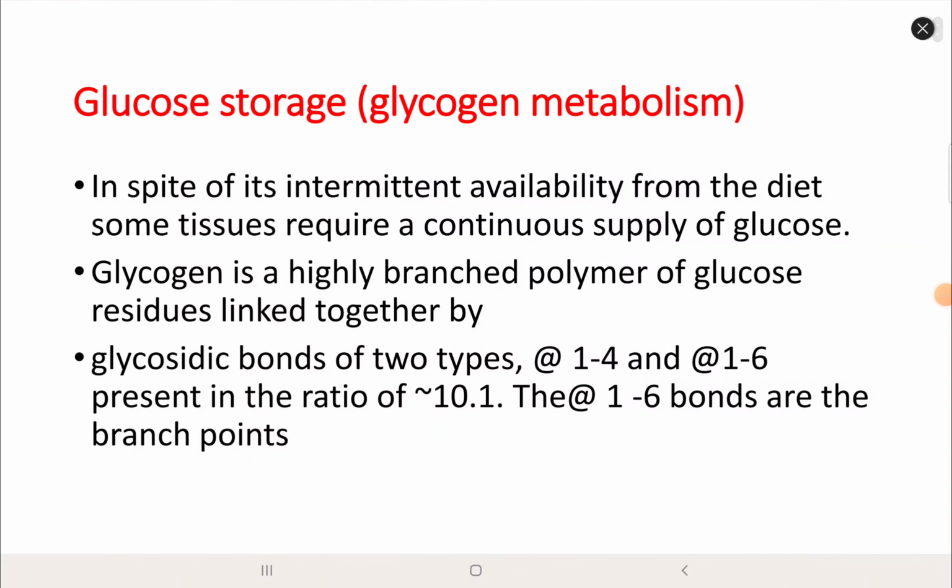Blood glucose level will remain in a narrow limit. If there is low blood glucose, this is called hypoglycemia. Hypoglycemia is dangerous, may lead to coma and death. There should be a normal blood glucose in the blood.